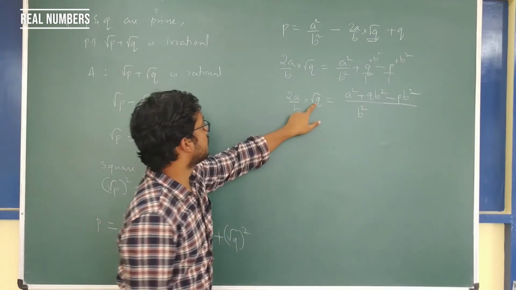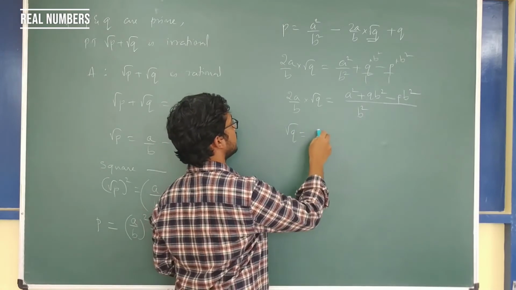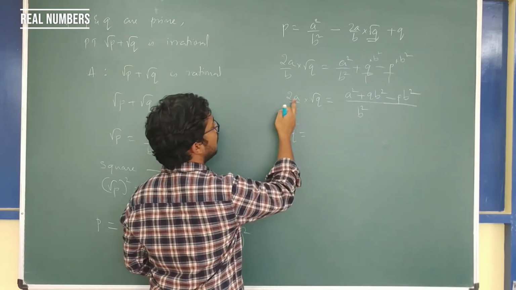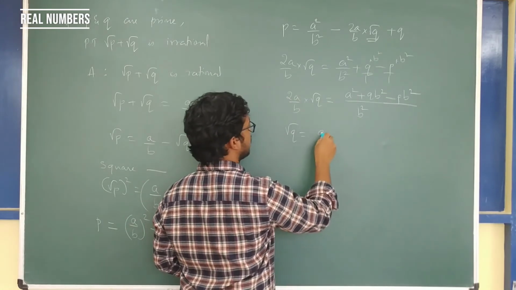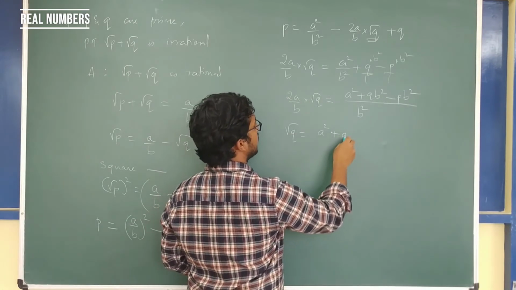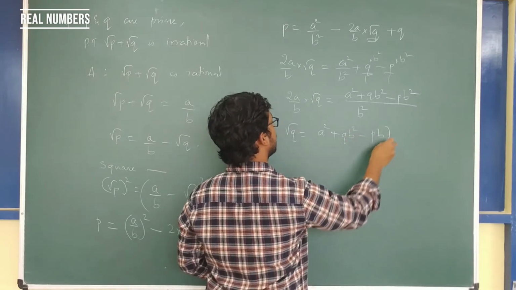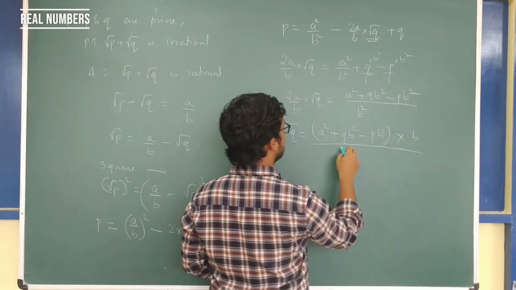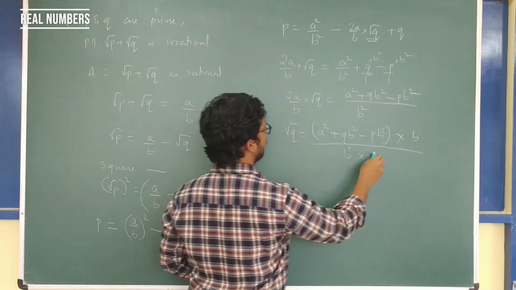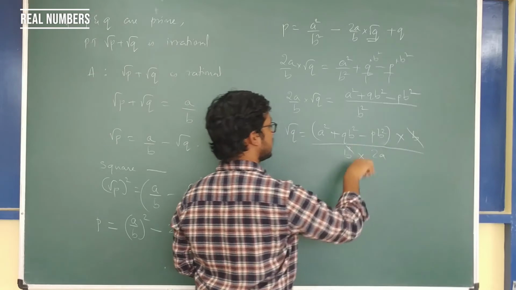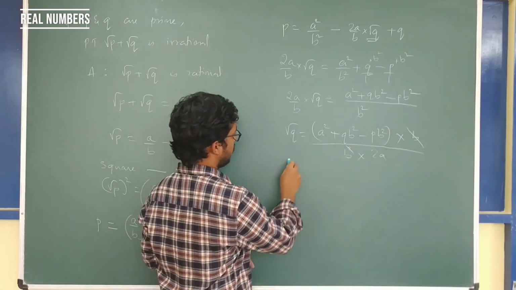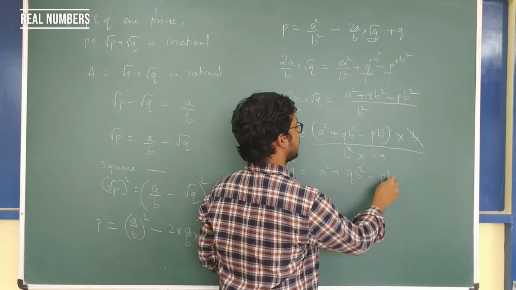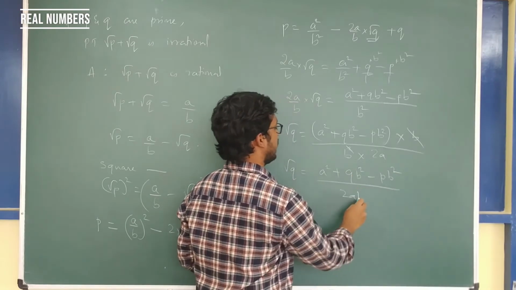Okay, so let's write for root q now. Root q can be written as: bring this 2a by b this side. Divided by b becomes multiplied by b, multiplied by 2a becomes divided by 2a. So let's write that one. It is (a square plus qb square minus pb square) into b, divided by b square into 2a. This b and this b get cancelled. Now where did we come to? This is a square plus qb square minus pb square, divided by 2ab.